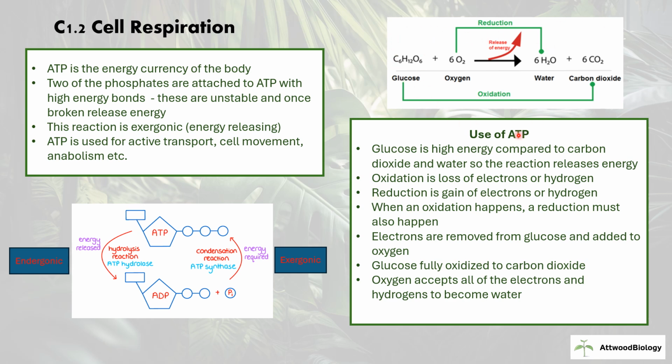So glucose is super high energy compared to carbon dioxide and water in your respiration equation here. We should already know that oxidation is the loss of electrons or hydrogen, and reduction is the gain of electrons or hydrogen. So whenever an oxidation happens, a reduction must also happen. So we can see that electrons are removed from the glucose that goes into respiration and given to the oxygen. The glucose is fully oxidized into carbon dioxide. And the oxygen accepts all of the electrons and hydrogens in order to allow it to become water within that reaction. You can see that the energy is released. That's the energy in the form of ATP.